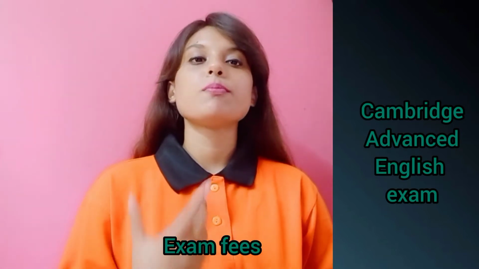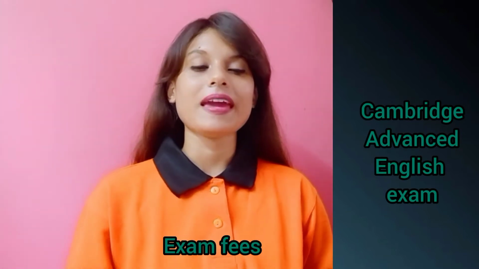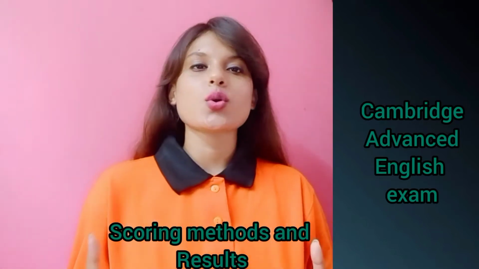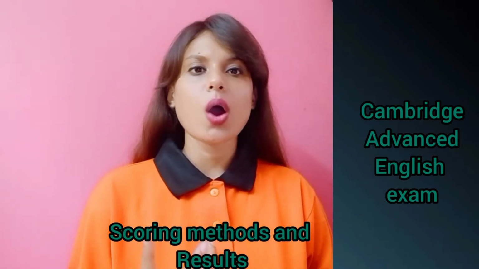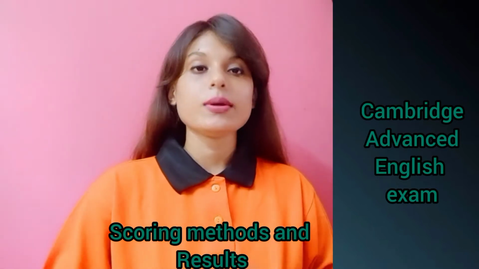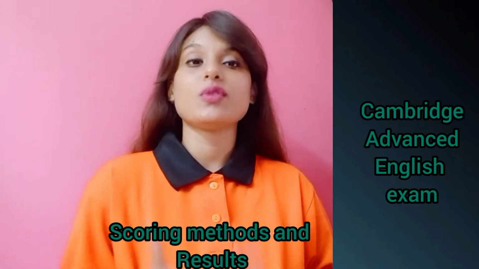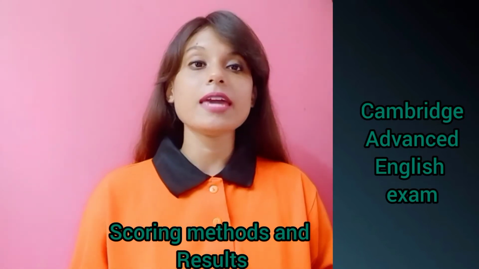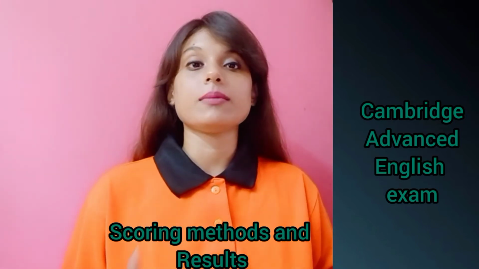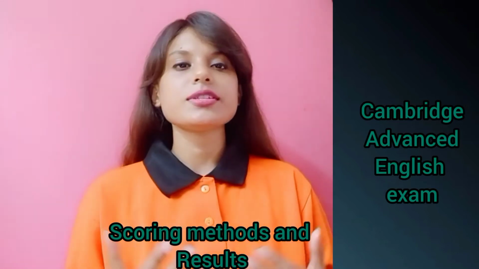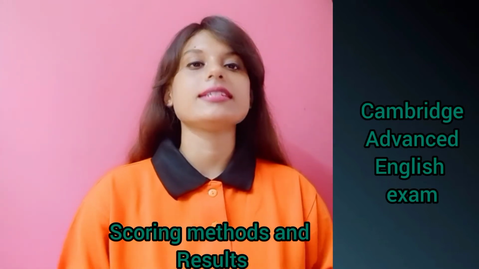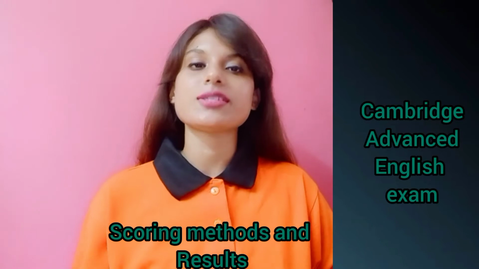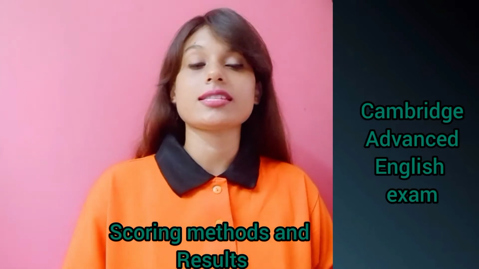Now, what is the exam fee? The current fee for both the paper-based and computer-based CAE in India is Rs 6,000. What is the scoring method of this examination and how are the results published? The exam results are released in 2 weeks' time for the computer-based test, while the results of the paper-based test are made available online in 4 weeks. You will receive a statement of result and a certificate, the latter only if you achieve a score of 45 or above. Like, you are going to receive a certificate only if you score 45 marks and above.